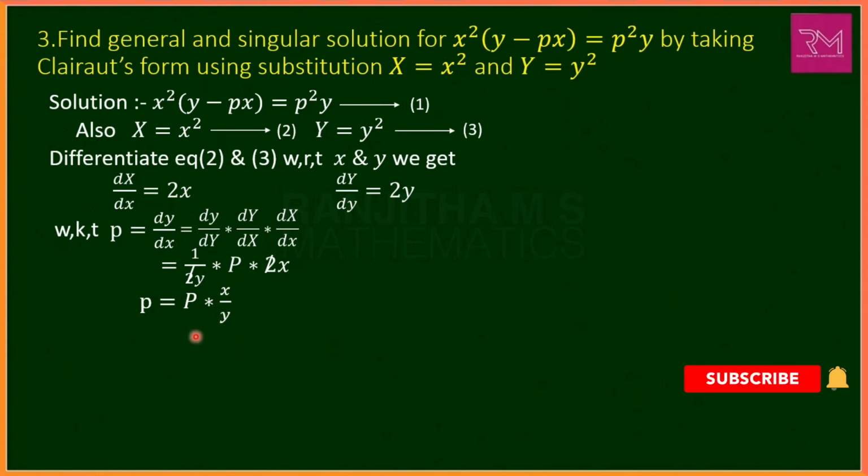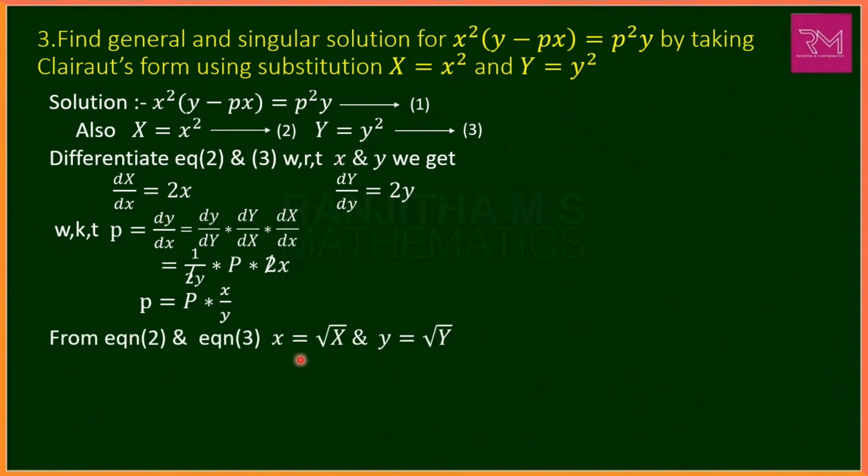Next step, once you obtain the small letter p value, from equation 2 and equation 3, we can write x and y in the form of capital X and capital Y. Here capital X is x square. If we take this square to the left hand side, that becomes small letter x is square root of capital X and small letter y is square root of capital Y. So substitute here in the place of small letter x and small letter y as root X and root Y, we get p is equal to capital P into square root of X by Y. Here small letter p is equal to capital P into root of X by Y. Next step, we have to substitute this small letter p value in the given differential equation.